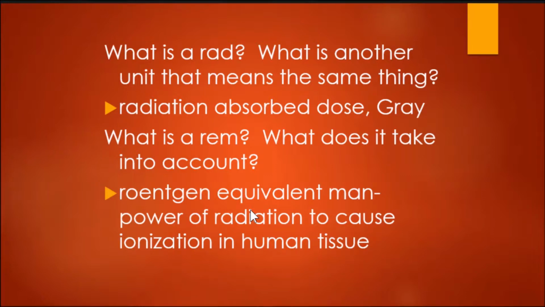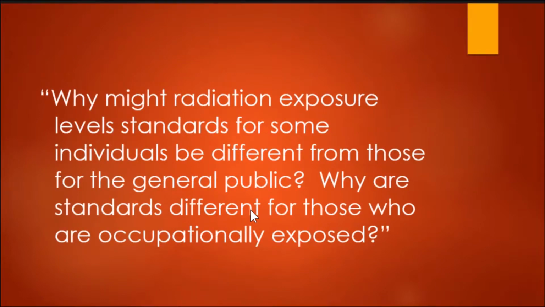Why might radiation exposure level standards for some individuals be different from those for the general public? Right. If they're going to be exposed to greater amounts of radiation than background, especially at ORNL or Y12, they're going to let them know. And they're going to sign a contract. They will know that this is going to do damage to them and how much damage. So the EPA is going to set a limit for them.